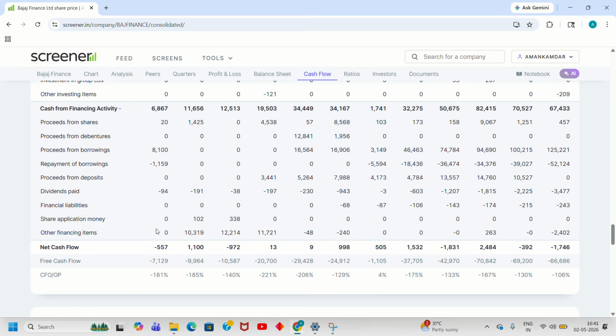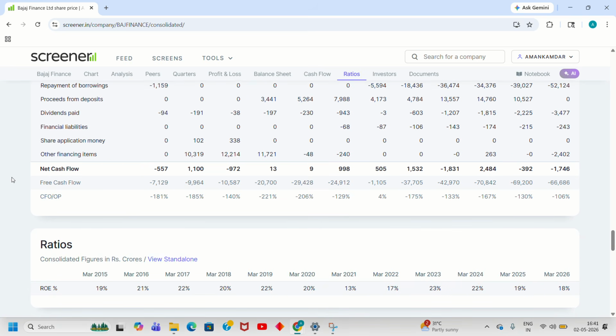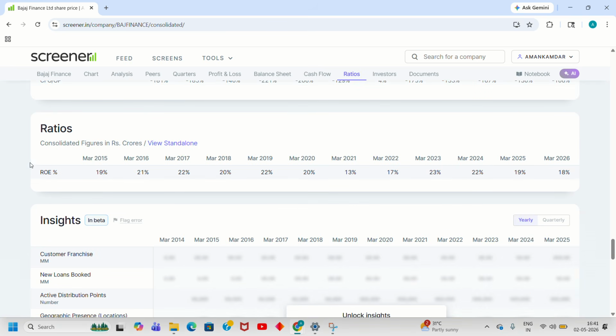Financial liability, share application, and net cash flow. Now here is the ratio which says the return on equity percentage. So the company has a decent return on equity percentage. There is a slight fall in March 2021, which we can obviously understand because of the COVID-like scenario. However, otherwise the return on equity is pretty decent.